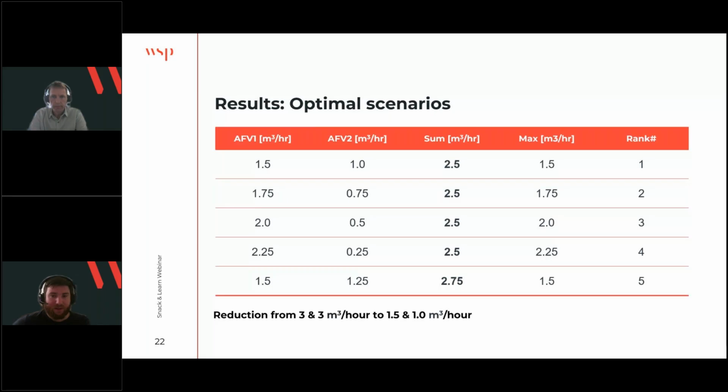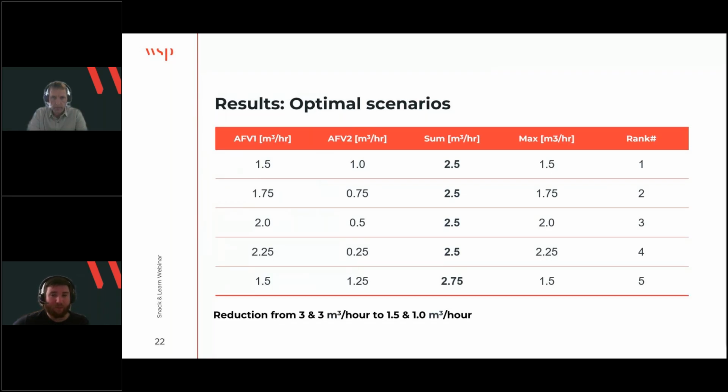each of the wells. So we can see we have 4 scenarios with a sum of pumping of 2.5 cubic meters per hour. We know that before it was 3 and 3 cubic meters per hour. So now we can go all the way down to 1.5 and 1 cubic meter per hour. So that's more than a 50% reduction.